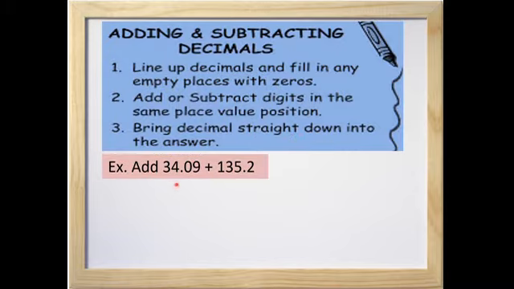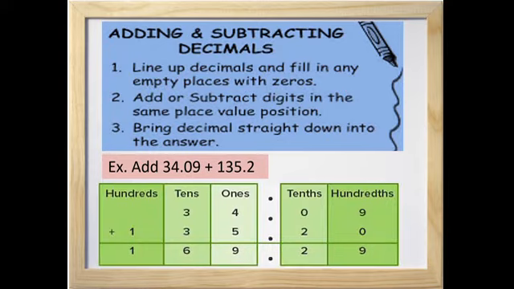Add 34.09 plus 135.2. So let us see. First we'll write the places. That is ones, tens, hundreds. These are the places in the whole number part. And here we have tens and hundreds in the decimal part or the fractional part. Understood, children? Now, children, 34.09 is having two decimal places, but 135.2 is having only one decimal place.